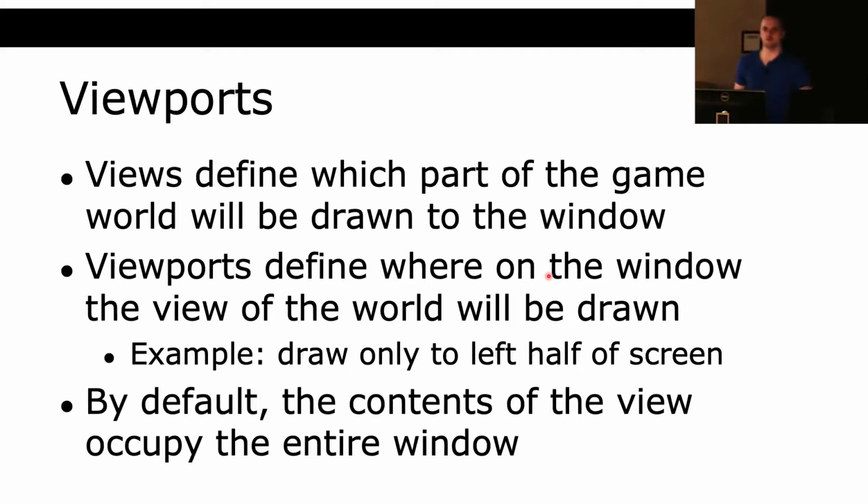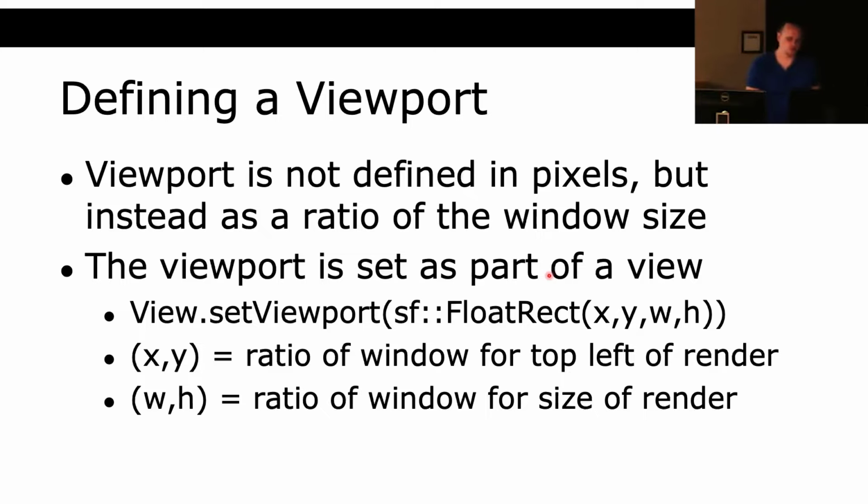And so by default, the default viewport is the entire window, okay? So the viewport is the window, right? If I have the actual window, the view would be sort of the size of the window, and then the viewport would be like where on the wall the window would be placed. So the viewport is a little bit confusing at first, but it's actually a much better system, in that it is not defined in pixels, but it is defined as a ratio of the window size, which when you're talking about viewports makes a lot more sense.